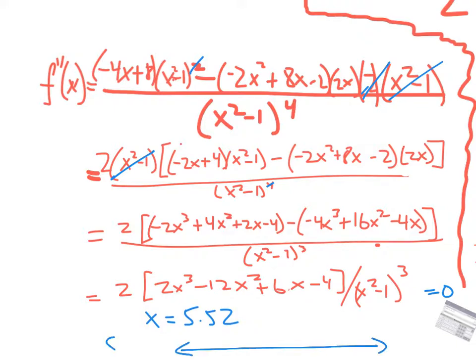All right. So our critical points for the second derivative number line are still negative 1 and 1, because that makes a denominator 0, and then 5.52. Obviously not drawn to scale here. We're not worried about that. Our number line is just so we can test some things out, okay? So let's go ahead and test it out real quickly.